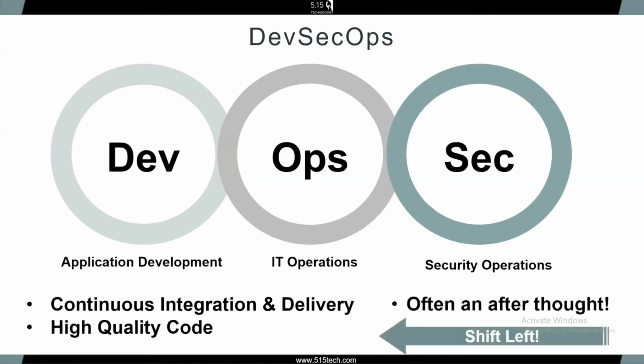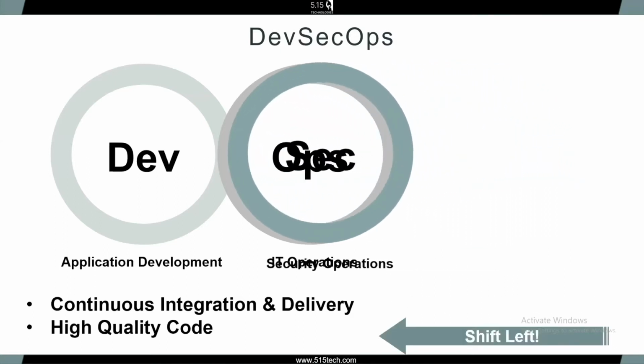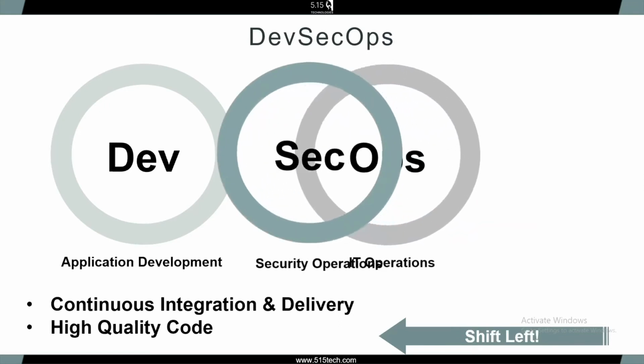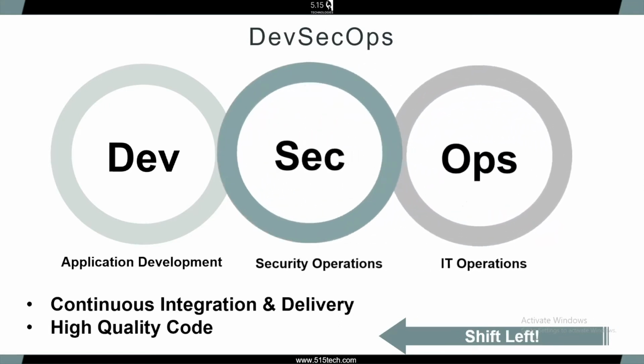The effective way to do that is to shift security left into the pipeline and make it a forethought as opposed to an afterthought. So we incorporate security into the DevOps pipeline to ensure that we have high quality code as well as secure code. And we'll talk about that as well.